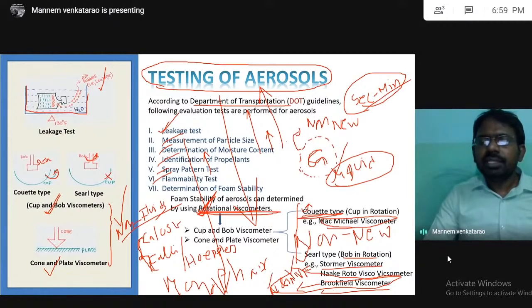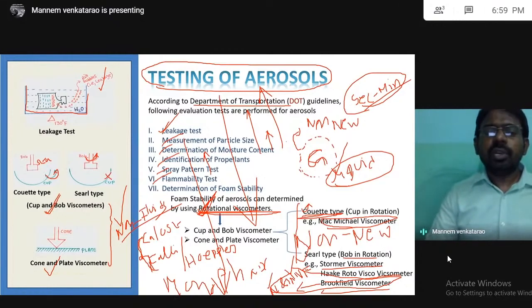That's why in every industry, for Newtonian and non-Newtonian fluids, they cannot take different instruments; they take only Brookfield. By using Brookfield, we can measure the viscosity of both Newtonian and non-Newtonian fluids. This is about instruments used to measure the viscosity.